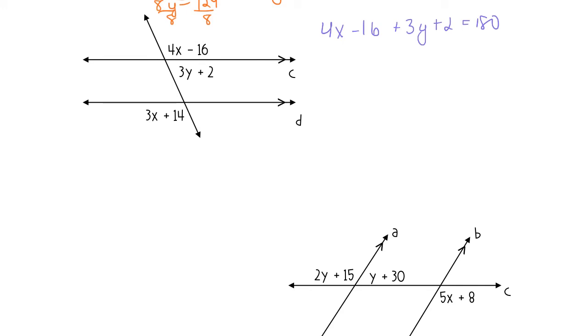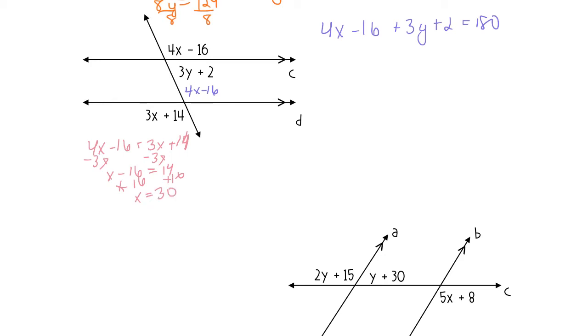We know that 4x minus 16 is the same here because they're corresponding angles. And we know that 4x minus 16 and 3x plus 14 are vertical angles. So those are going to be equal to each other. So let's find x first. Those are 4s. So we can subtract 3x from each side. And x minus 16 is 14. We add 16 to each side, and x is 30.